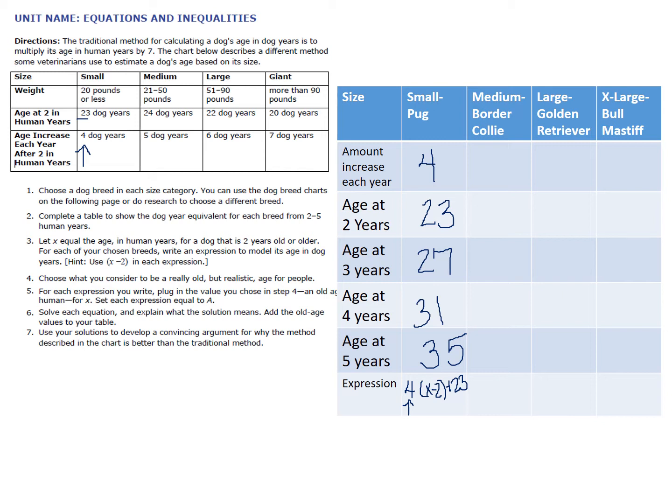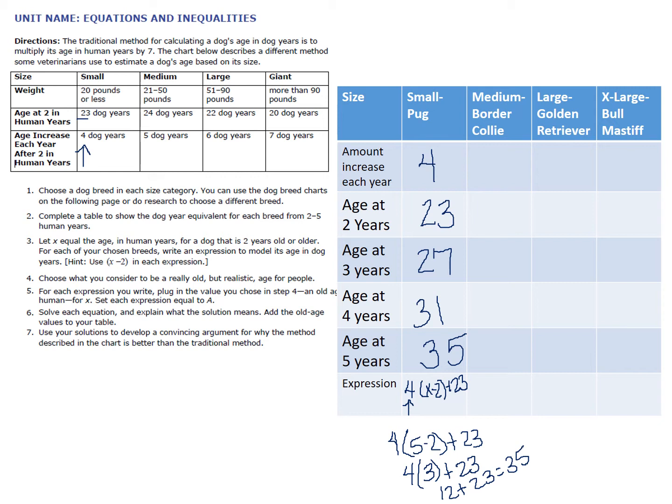Let's make sure that works. If we plug in a 5, 4 times 5 minus 2, plus 23. So 5 minus 2 is 3. 4 times 3 is 12. Plus 23 is 35. Yes, that checks out. So our expression works. Now we're going to look at our medium.